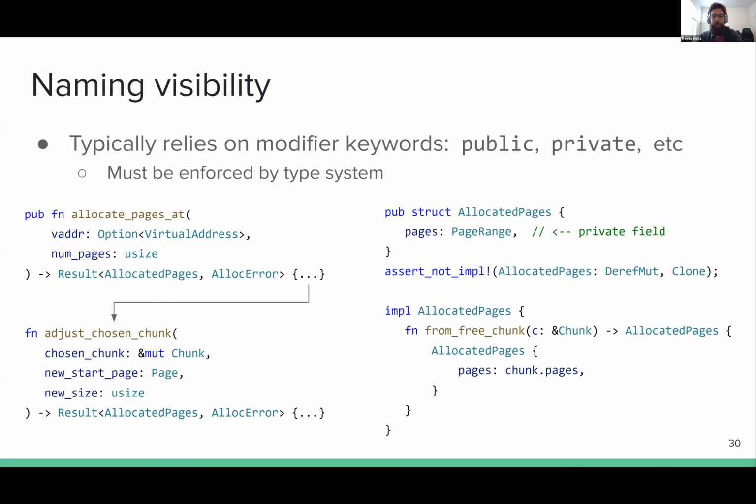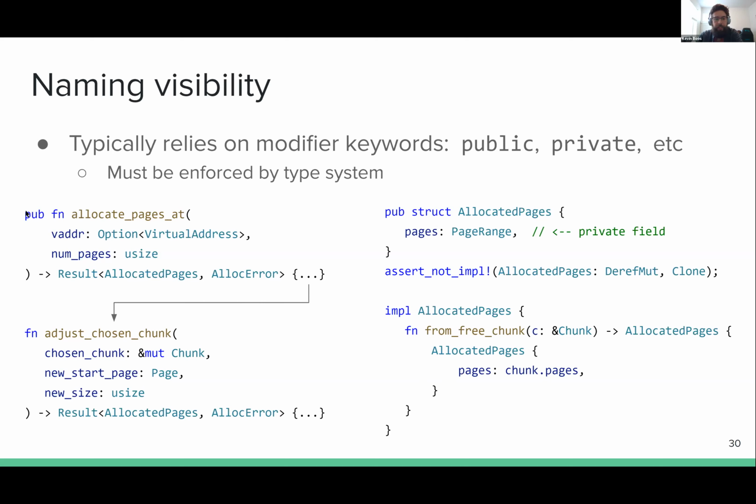All right. So naming visibility. Typically in most languages, this relies on keywords like public, private, protected, whatever it may be. In Rust, as you know, it's pretty simple. You're either public or private. And if you're public, you can be public to a certain module path, but in general, let's just assume public or private. So if I have a function here called allocate pages, this is how I interact with the page allocator. I'll specify maybe I wish for these pages to start at this particular address, and I want this many pages, and I return either success or failure.